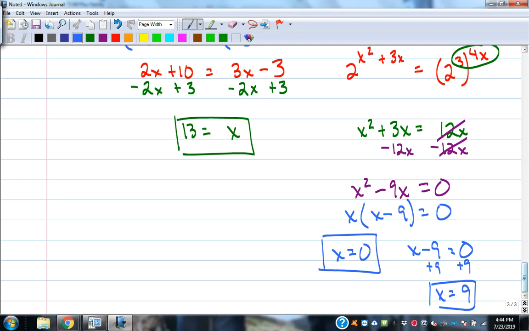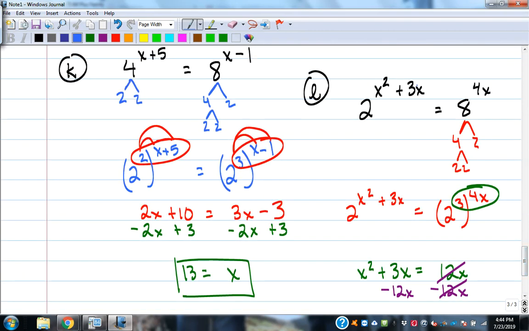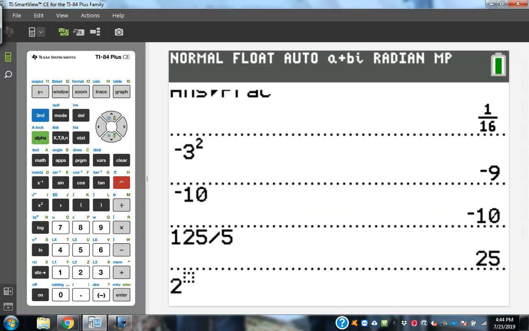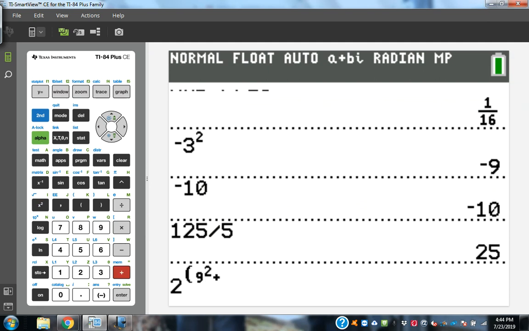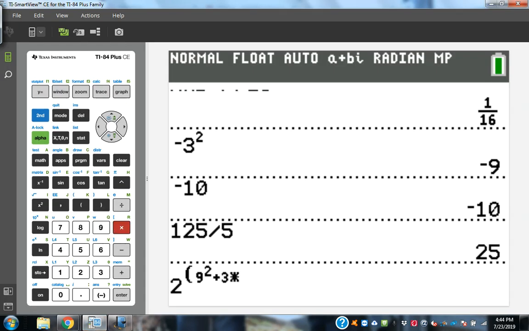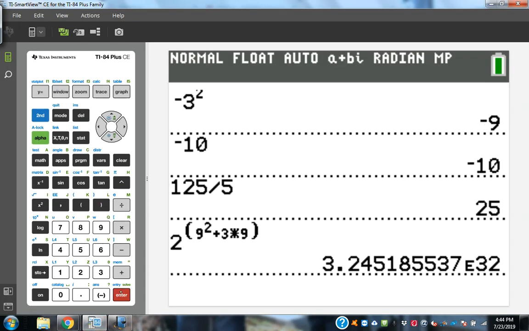If you go back and plug those in up top, 0 squared plus 0 is 0, and 2 to the 0 and 8 to the 0 are the same. It's 1. If I plug in a 9, 9 squared is 81 plus 3 times 9, or I could do this: 2 raised to the parentheses 9 squared plus 3 times 9. Get that answer, and then take 8 raised to the 4 times 9.